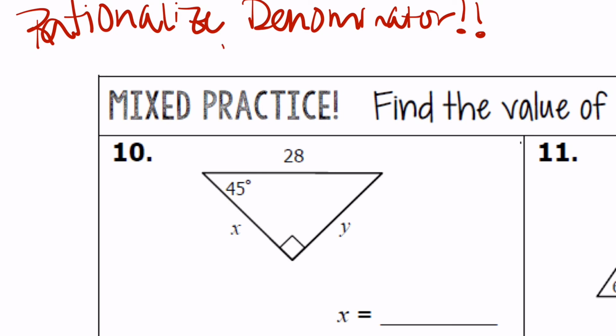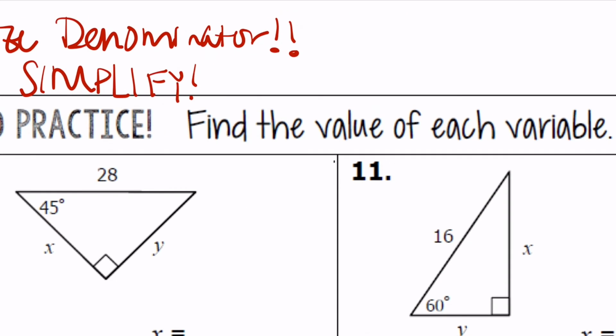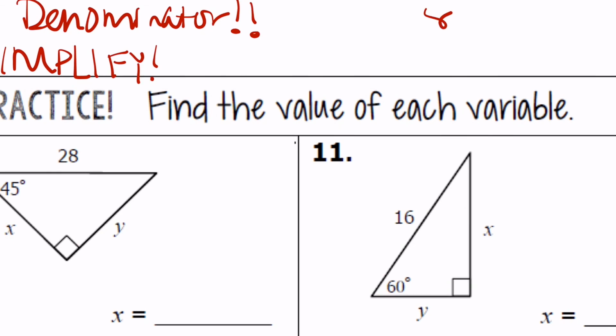Okay, and make sure that you simplify. I don't want to see any numbers where you don't simplify, okay? I don't want to see 8 square root of 3 over 4 when we know that 8 divided by 4 is 2. I don't want to see that. So make sure that you're simplifying.